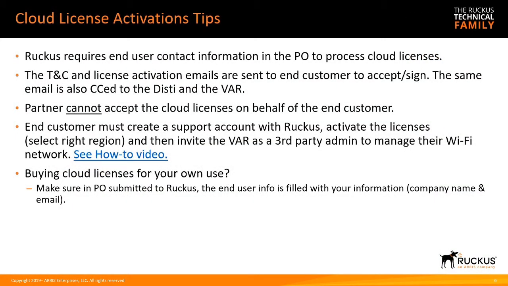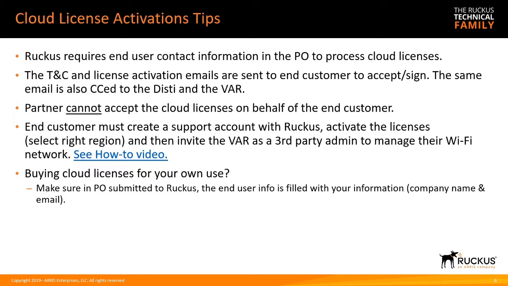As far as cloud goes, here are license activation tips, which are important before we get started. Ruckus requires the end user contact information on the PO. The terms and conditions and license activation emails are sent to the end user for them to accept and sign. The partner does not receive them on behalf of the end user. The end user has to sign those terms and conditions. We also send that email in a CC to the distributor and to the VAR, but it is not their responsibility to accept and sign those terms and conditions.